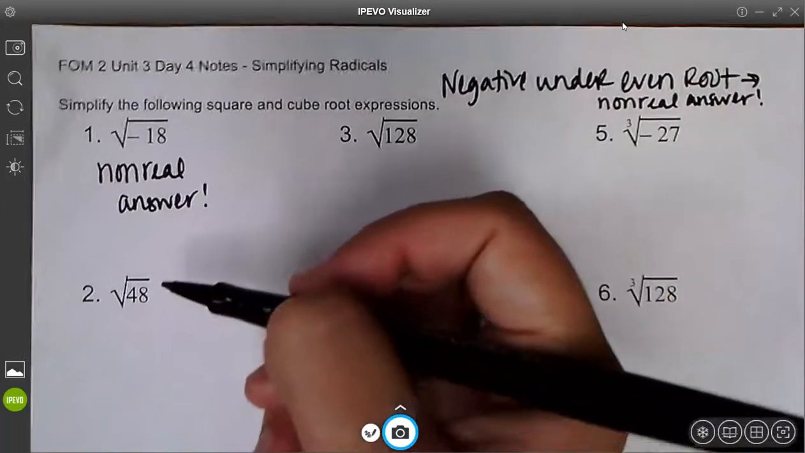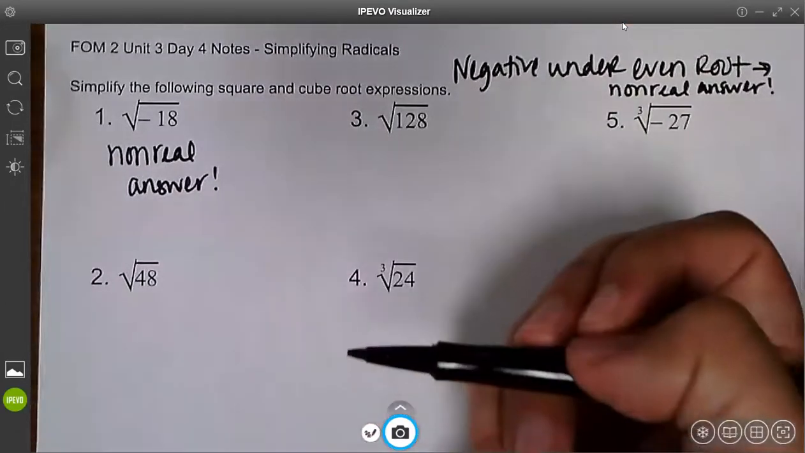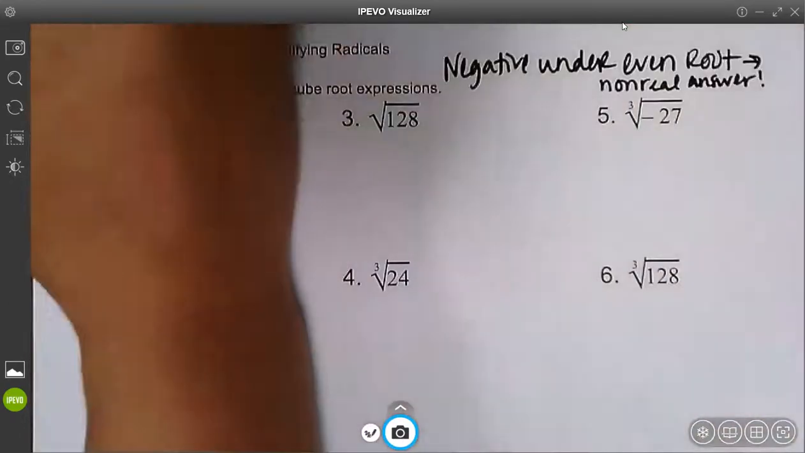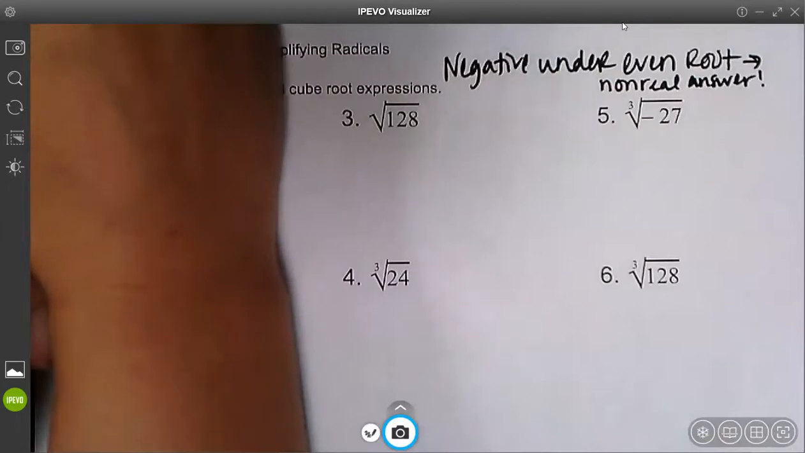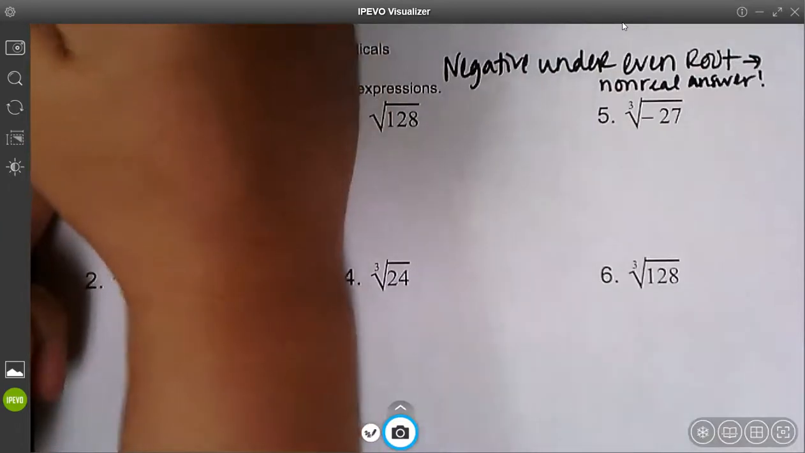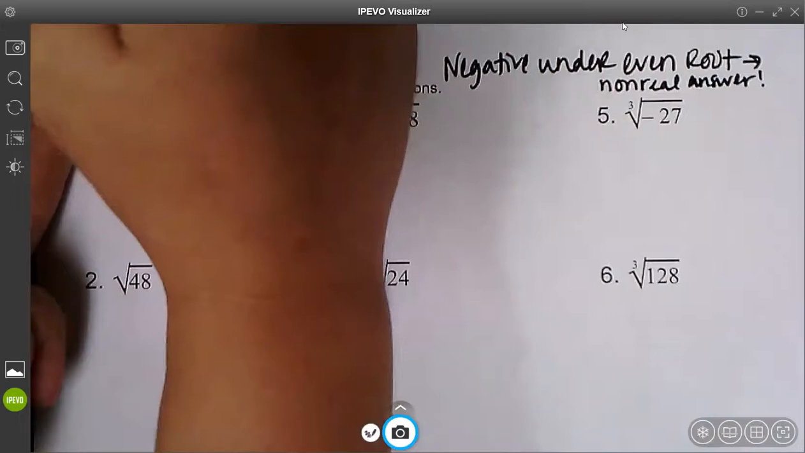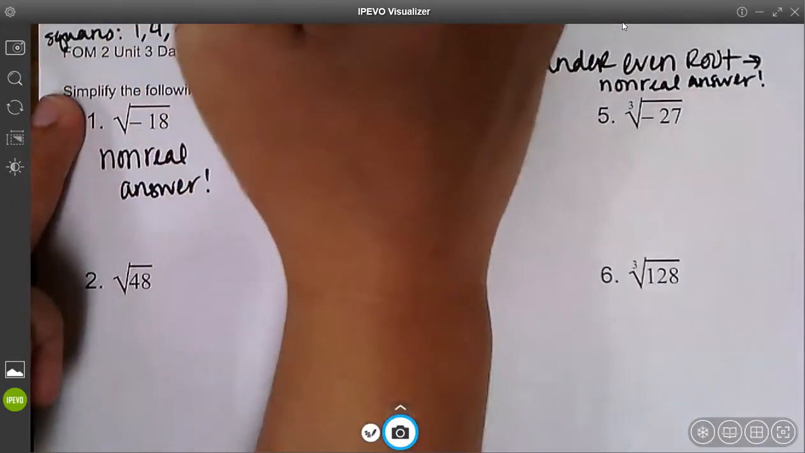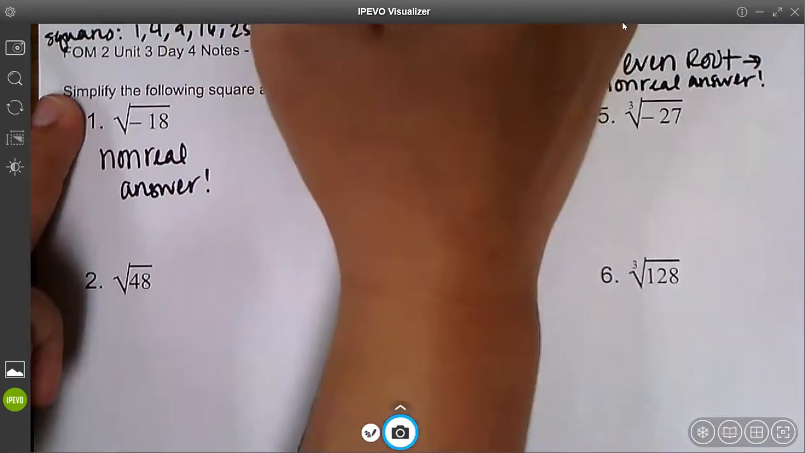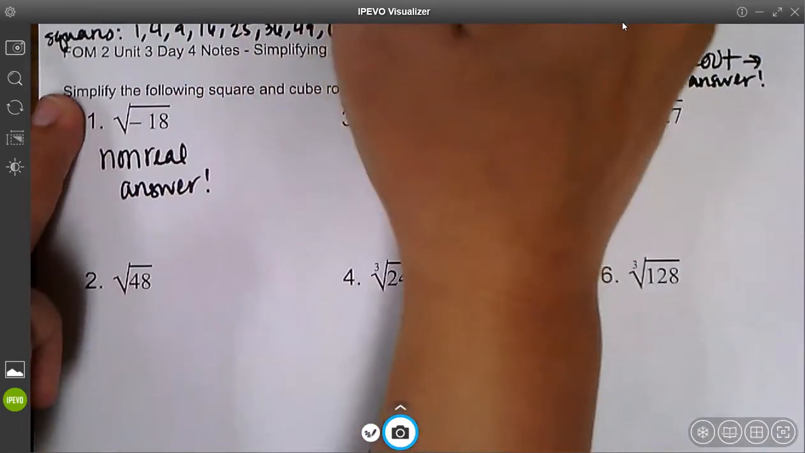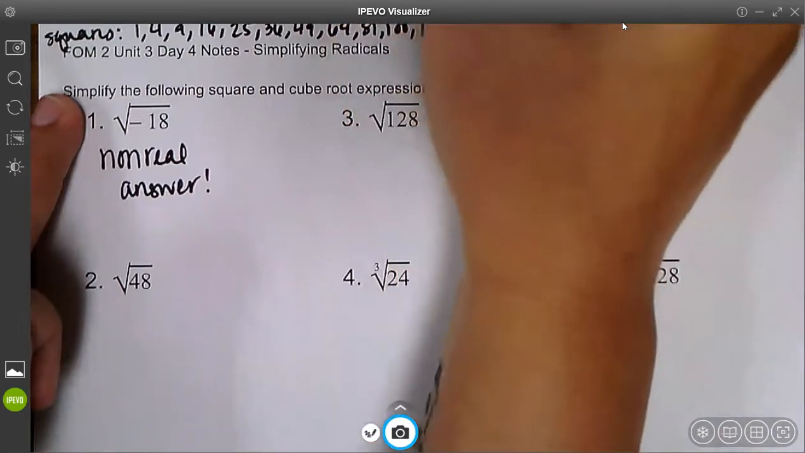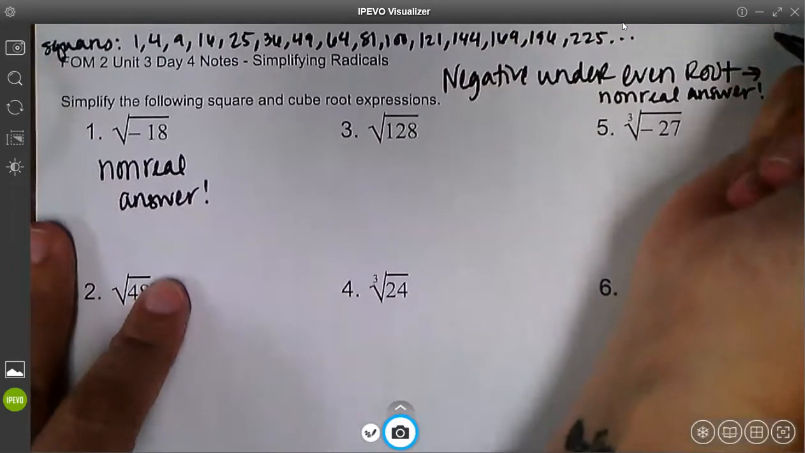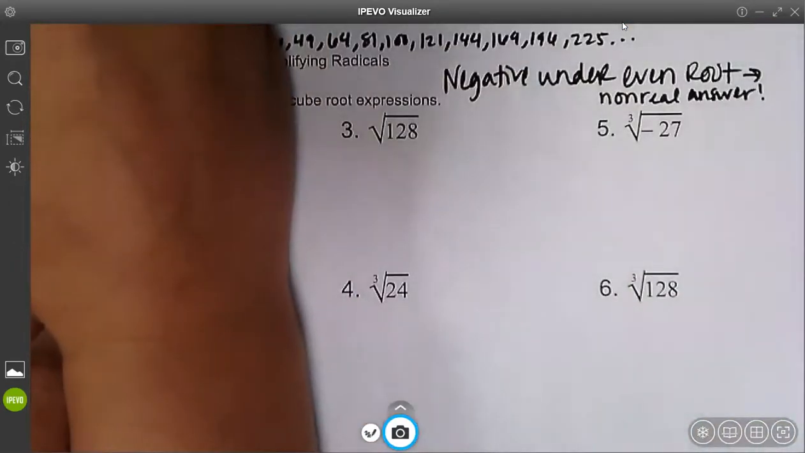Just like before when we simplified our radicals, if it's not a perfect square, then you need to find a perfect square factor. So my perfect squares are 1, 4, 9, 16, 25, 36, 49, 64, 81, 100, 121, 144, 169, 196, 225, yada, yada, yada. And then we'll do the cubes in a minute.